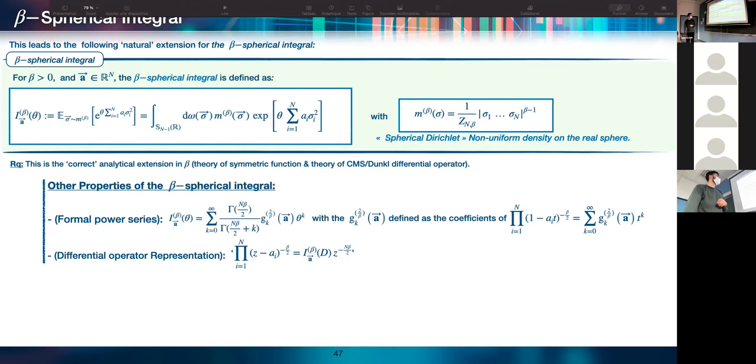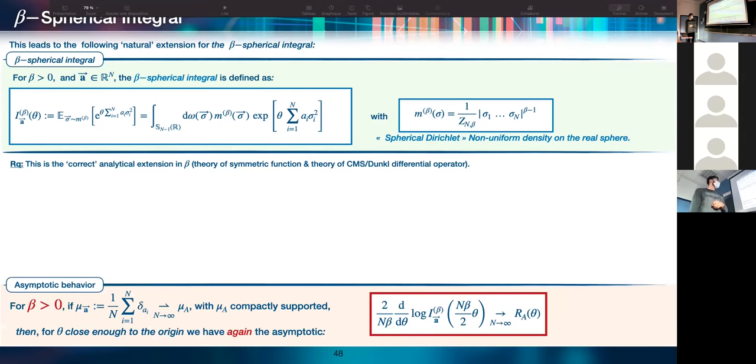So I won't speak about this, but let me just say at least one word maybe. It's also related to Jack polynomials in the sense that if you do the formal power series of your spherical integral, but now for any beta, you obtain that the coefficients are given by the Jack polynomials, and this type of polynomials continuously interpolate between the one parameter generalization of the famous Schur polynomials.